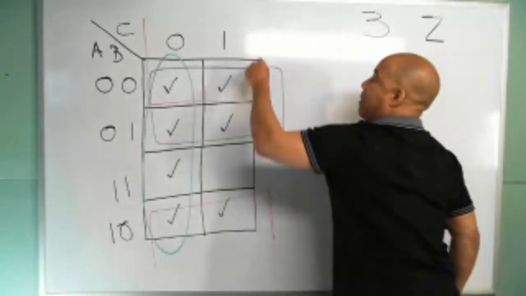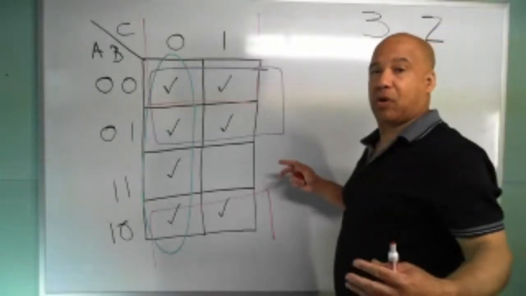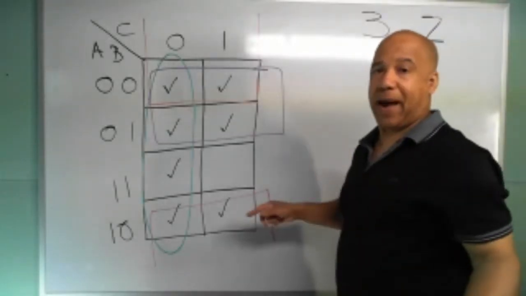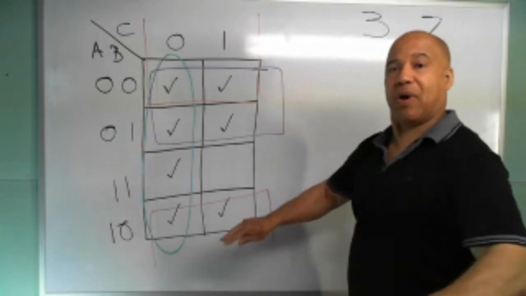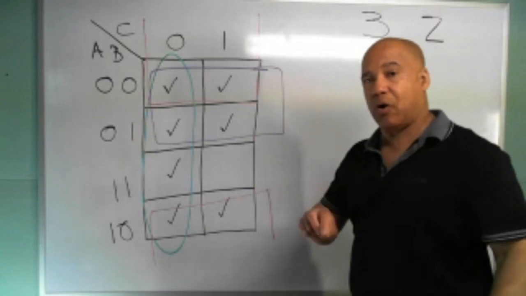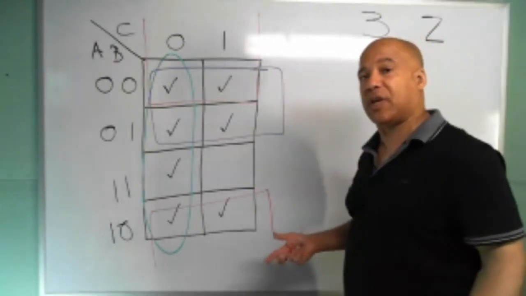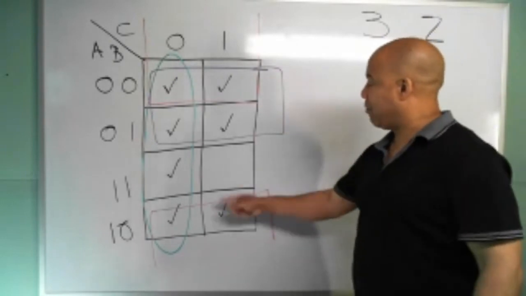Wrap it around, because you don't want to circle that one. The more members we have in the group, the more variables drop out, and that's what we want. Remember, every variable that drops out represents code in your PLC program. So everything you can get to drop out means your code is simpler. So you don't want to circle that one.